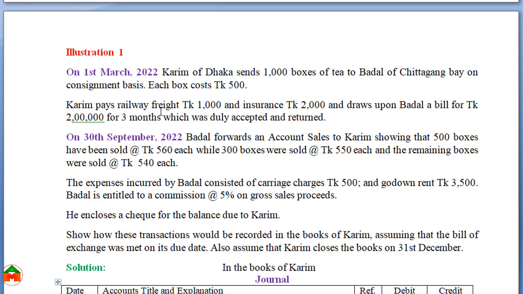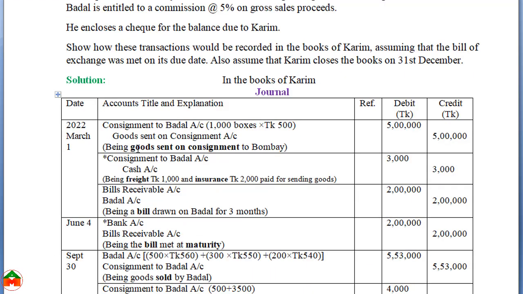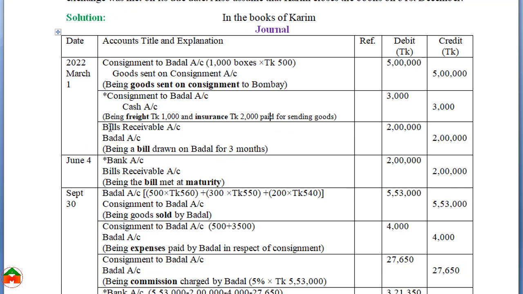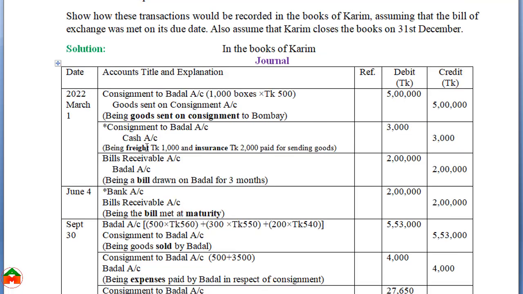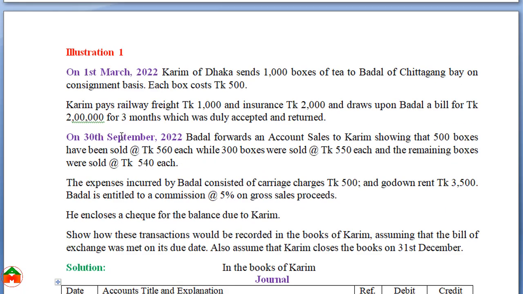And we can see Mr. Karim also receives the bill for 2 lakh. So what is the journal? Bills receivable debit 2 lakh, and Mr. Badal account, here Badal is the consignee, so Badal account credit 2 lakh. So bills receivable debit 2 lakh, Badal account credit 2 lakh. This journal is for receiving the bill by the consignor.